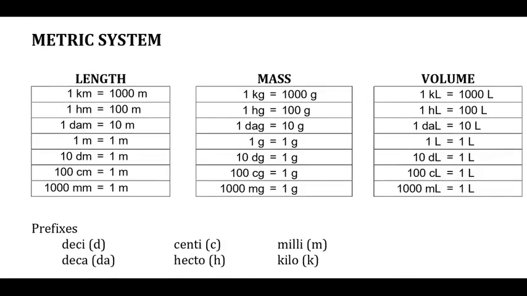And one thing to notice about metric is that every single one of them, for length, let's say, converts to meters. So notice how they all convert to meters. And for mass, they all convert to grams. And for volume, they all convert to liters. So we have that base unit, and that's how metric always works, right?